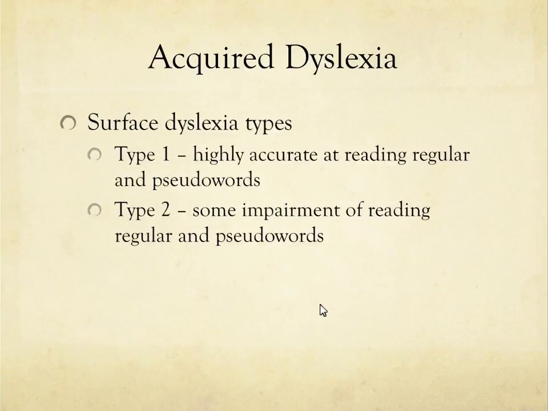There are two types of surface dyslexia. Type 1, where we're highly accurate at reading regular and pseudo words, but we can't handle irregular words. Type 2 is where we can't handle irregular words, but then we also have trouble with some regular words. So it's actually just a sliding scale of how much this affects our ability to pronounce regular words.